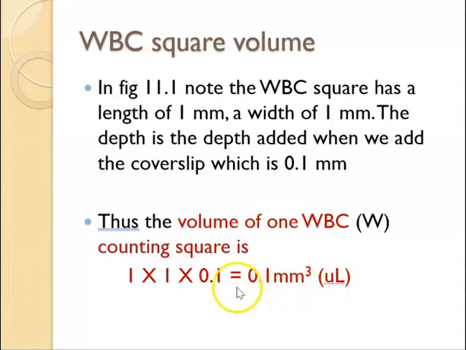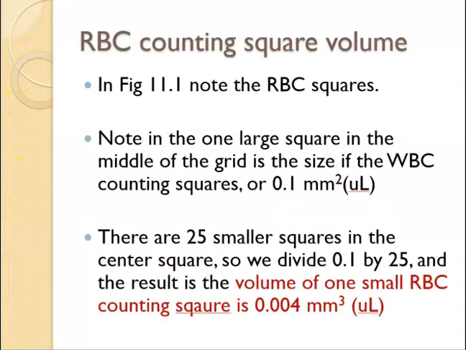And you'll need to remember this number because this number is going to be important in the formula, or the calculation, that we're going to have to use in order to find our average white blood cell count a little bit later on. Now let's discuss the volume of our red blood cell counting square. So remember that our large square was for the white blood cell and our small little square is for the red blood cell counting purposes.